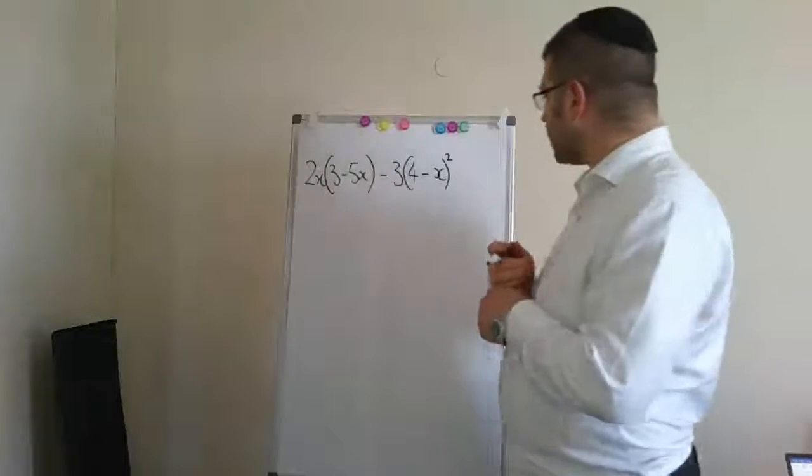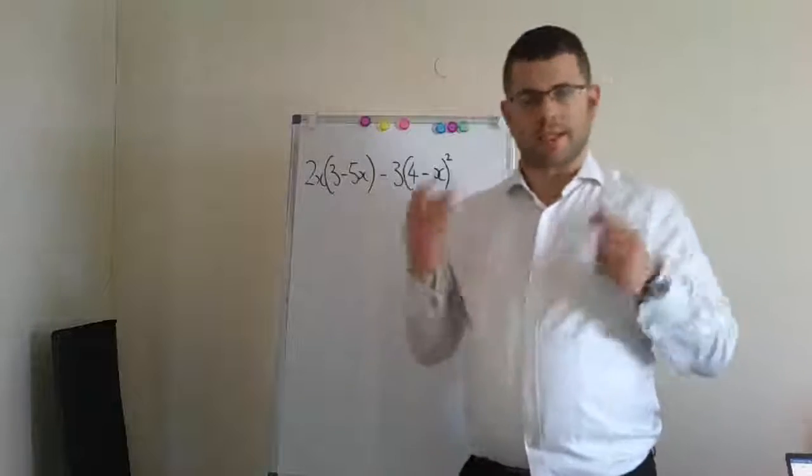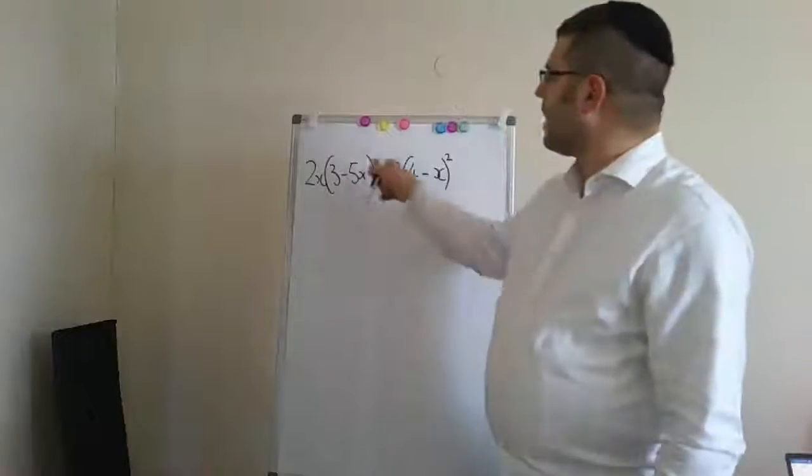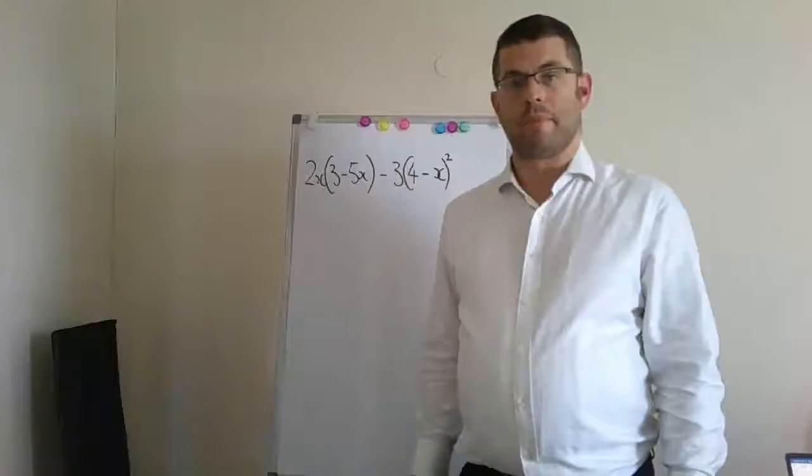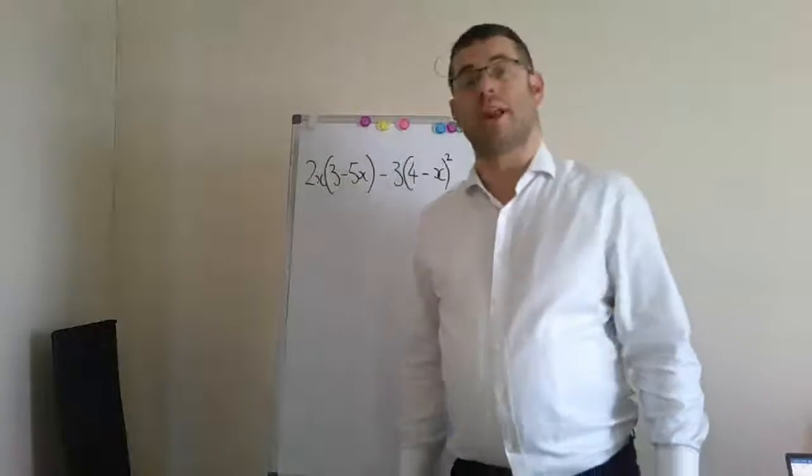So why don't you have a go at this example? Simplify this as fully as possible, getting together all like terms. 2x times 3 minus 5x minus 3 times 4 minus x squared. Pause the video there. When you're ready, press play and let's see if you get it right.